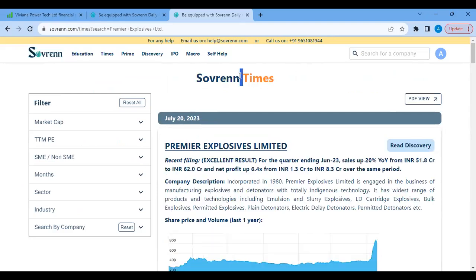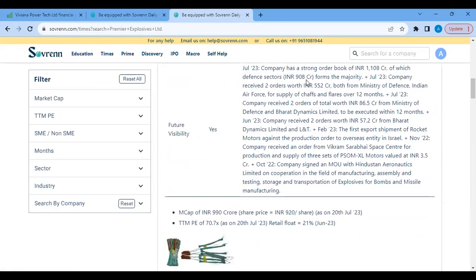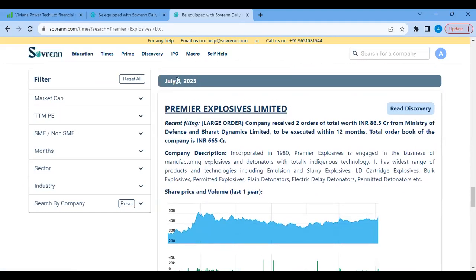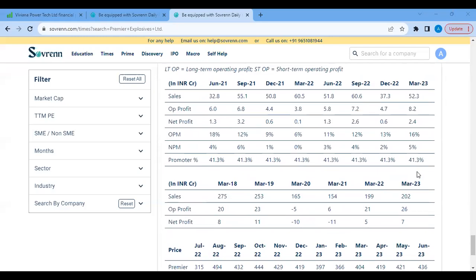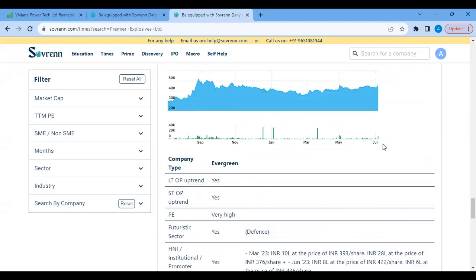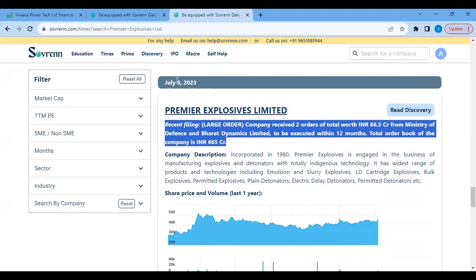Are you comfortable playing with Sovrenn? मतलब Sovrenn में आप information ढूंढने में are you comfortable? You just have to search the company and you can get information. Okay. Premier Explosives on 6th July got an 87 crore order. The company had a revenue of 200 crores. 200 crore की company को 87 crore का order मिला. Was it significant or insignificant? A 200 crore company has a 665 crore order book. Very significant.